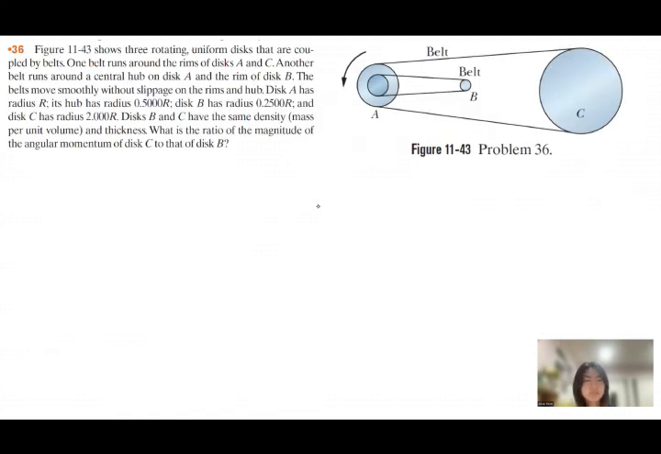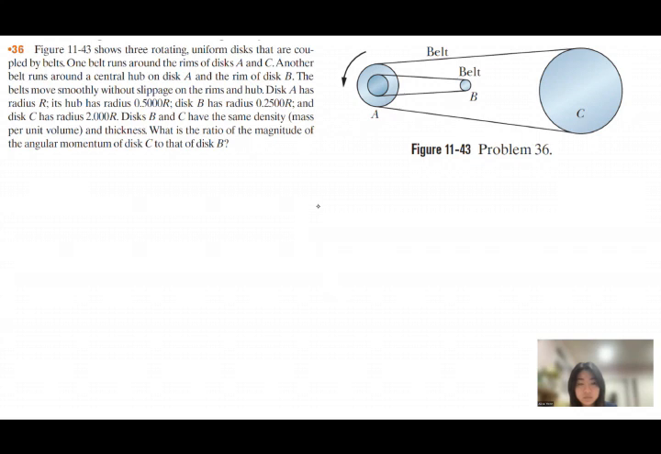Next one is about the angular momentum conservation. You can maybe just compare the angular momentum of different sizes of disks. So let me read this problem. Figure 11-43, the one on your right, shows 3 rotating uniform disks that are coupled by belts. One belt runs around the rims of disk A and C. Another belt runs around the central hub of disk A and the rim of disk B. The belt moves smoothly without slippage on the rims and the hub.